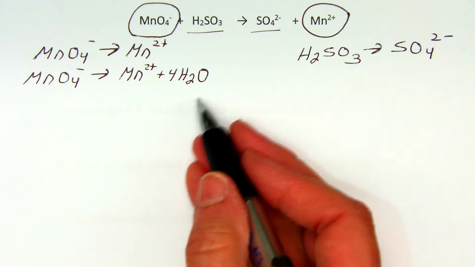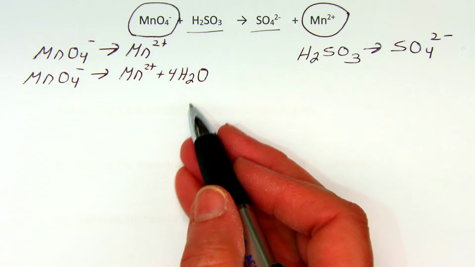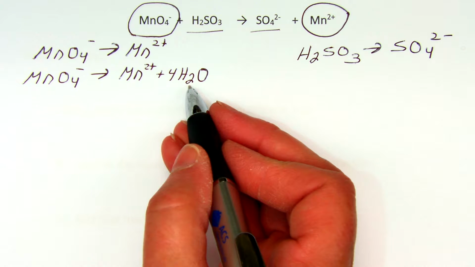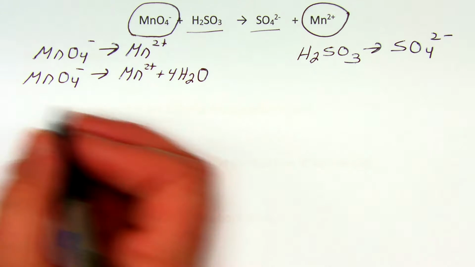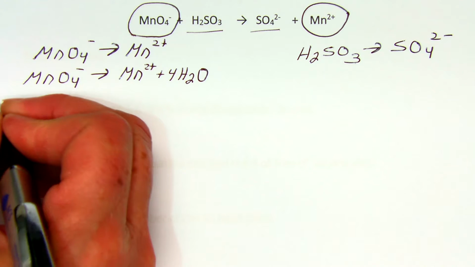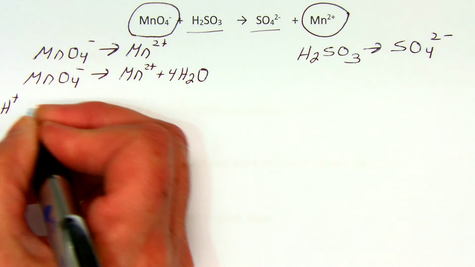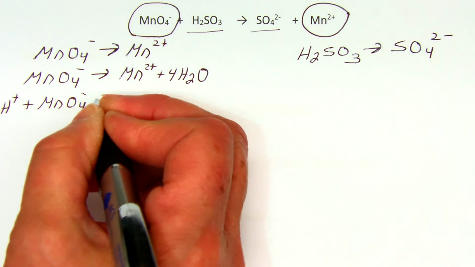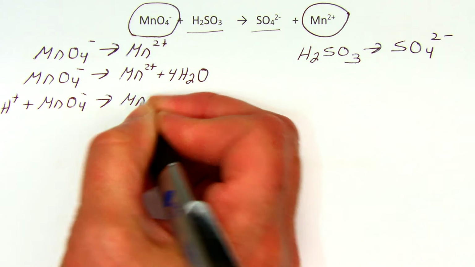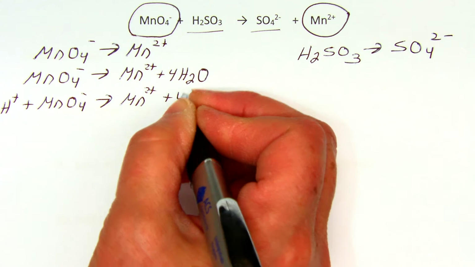Now my manganese and my oxygen balance, but I look at my hydrogen. I have 8 hydrogens on the right and no hydrogens on the left. So I will add 8 hydrogen ions to the left plus my permanganate yields manganese plus 4 water.